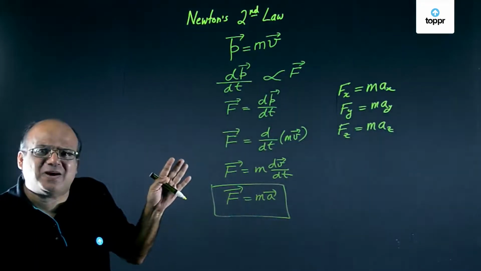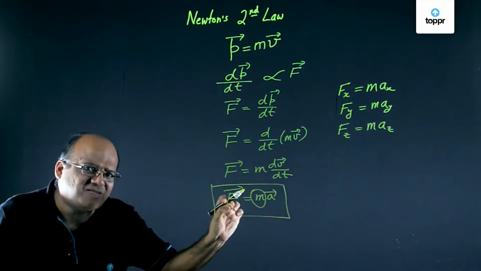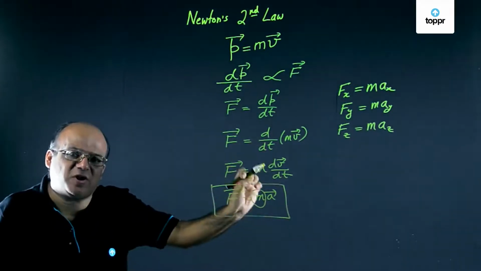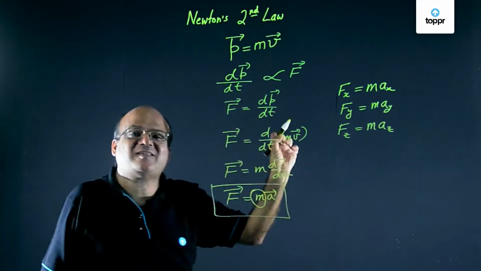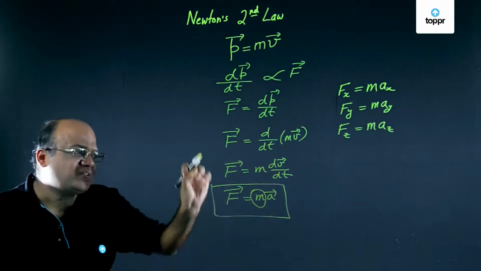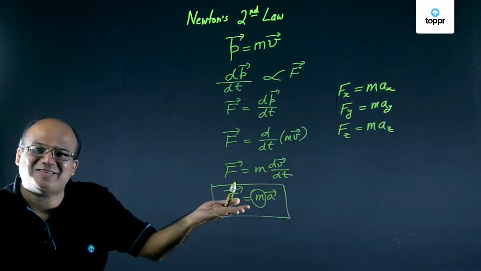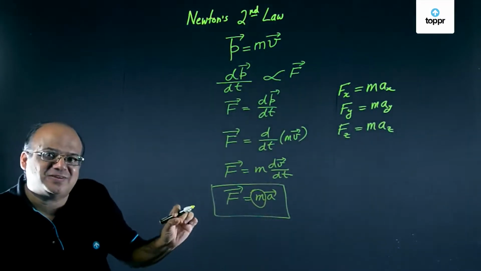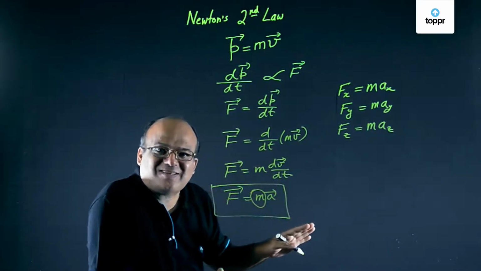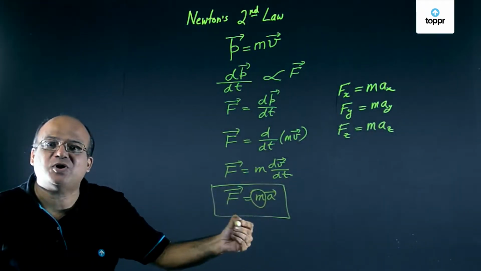So what is this inertial mass? Mass is a scalar quantity that relates the force acting on a body with the resulting acceleration. If a force of 1 Newton produces an acceleration of 1 meter per second square, then the mass is 1 kg. Very easy. If a force of 2 Newton is producing an acceleration of 1 meter per second square, then the mass is 2 kg. So this mass comes from this equation, F equal to ma.